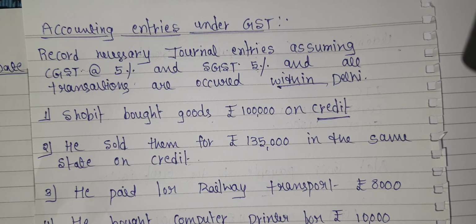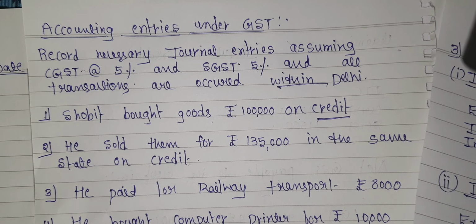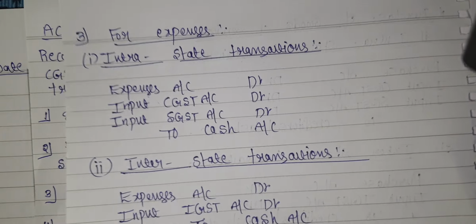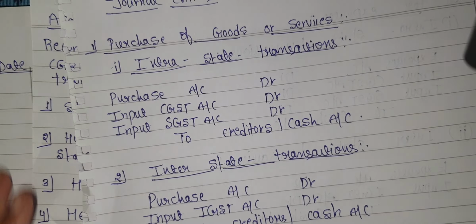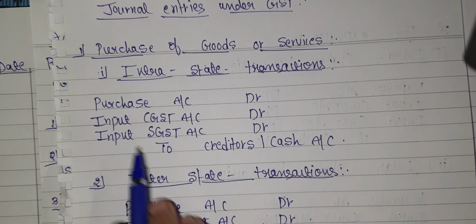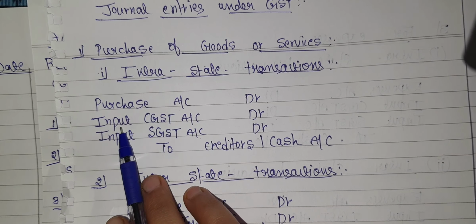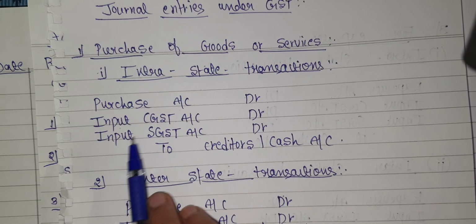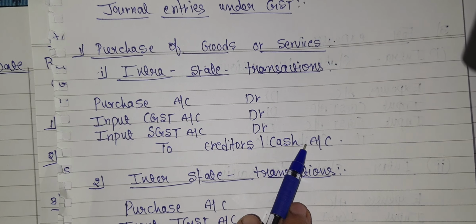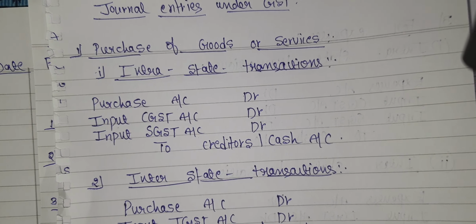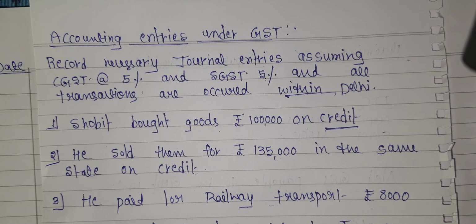What is the journal entry for purchase under intrastate transactions here? The journal entry for purchases under intrastate transaction is purchases account debit, input CGST account debit, input SGST account debit to creditors or cash account. This is the entry for purchases under intrastate transaction.